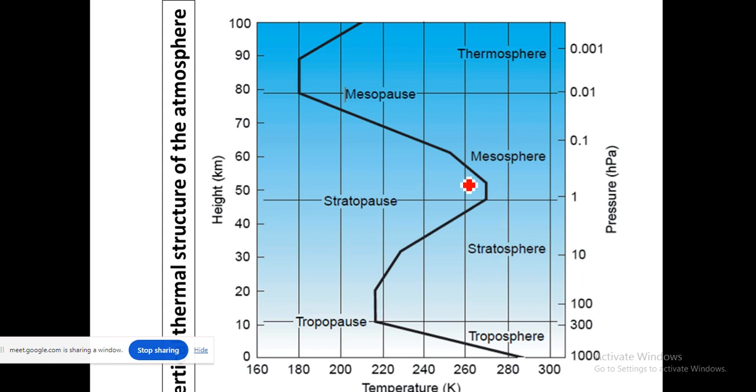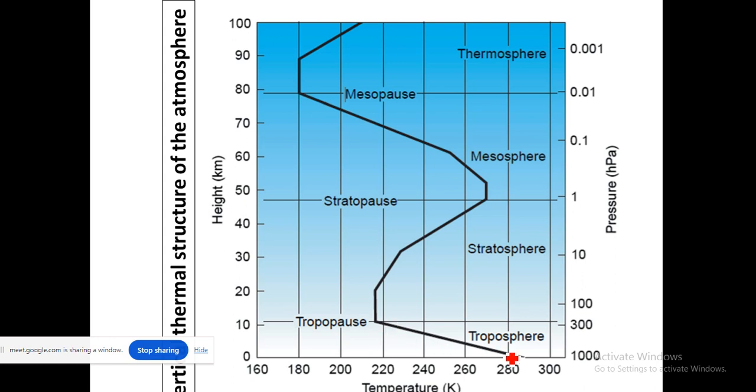Then we have the stratopause. There also it is not changing. Temperature is not changing with respect to height. Mesopause also it is not changing. So over all these boundaries, like tropopause, stratopause, mesopause, the rate of change of temperature with respect to height is 0. dT/dz is 0. That is the troposphere.